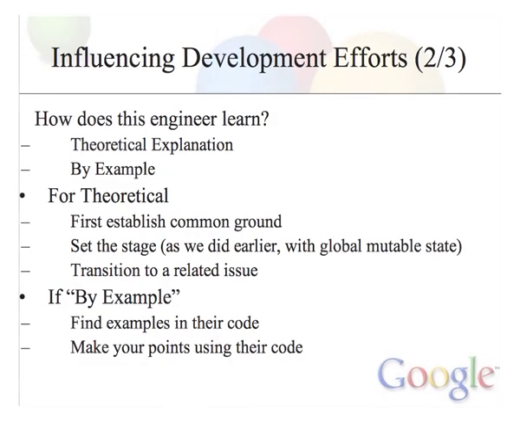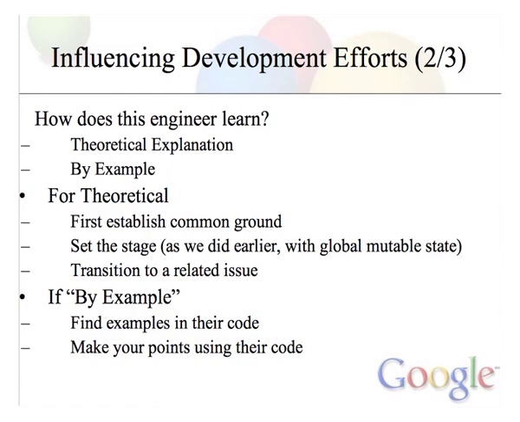If you're working with a theoretical learner, you might need to first establish some common ground, like we did introducing the notion of global immutable data that then allowed us to discuss related cases like multiple behaviors housed in a single class. If it's an individual that learns best by example, you're going to want to look in their code base, hopefully the code that that individual has written, and find an example where you can point out the kind of design situation that you're talking about and make your points using their code.